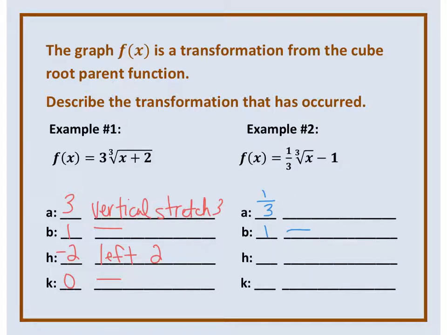There is no h. H would have to be under the radical after the x with the plus or minus, and there's nothing here. So we're going to say that h is 0, so it's not going to shift left or right at all. If you want to write does not shift left and right, you can do that. And k is the number at the end. So what do all these numbers do? A is going to cause a vertical compression of 1/3. And k, if k is a -1, that means the graph is going down 1.